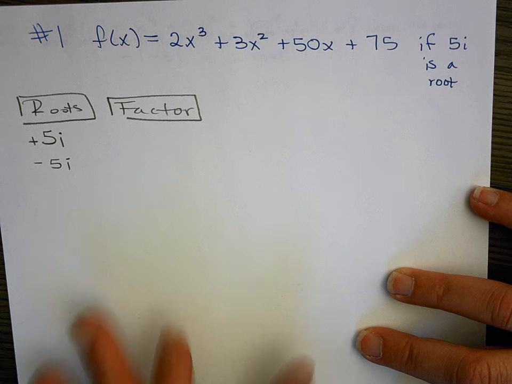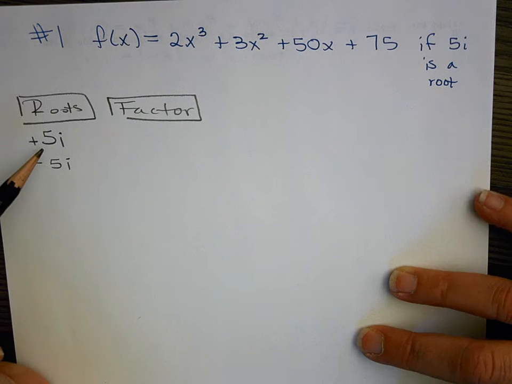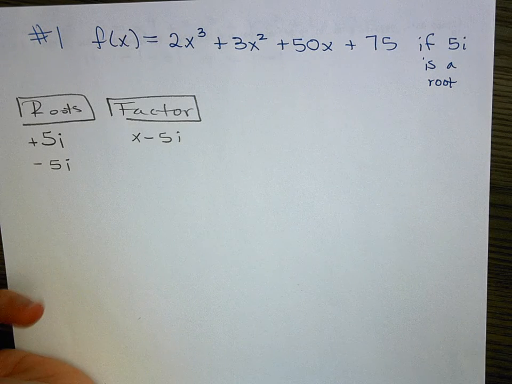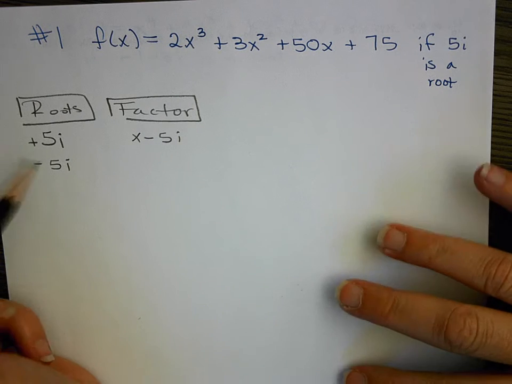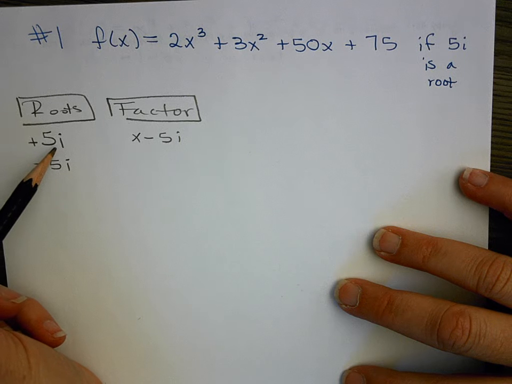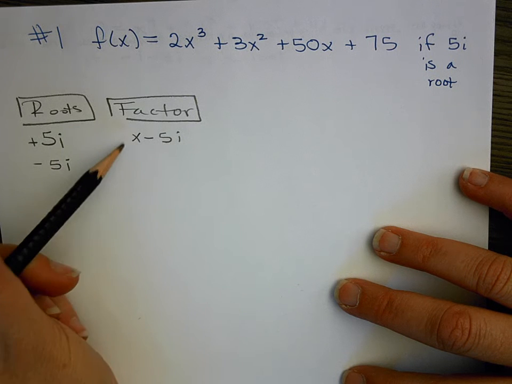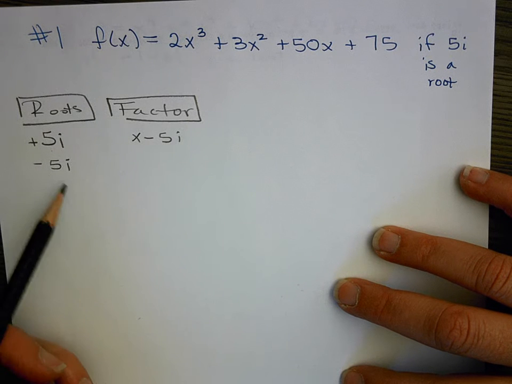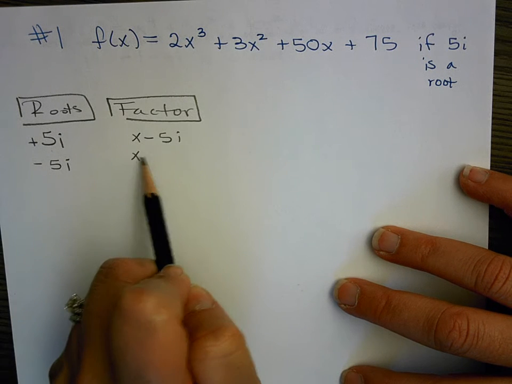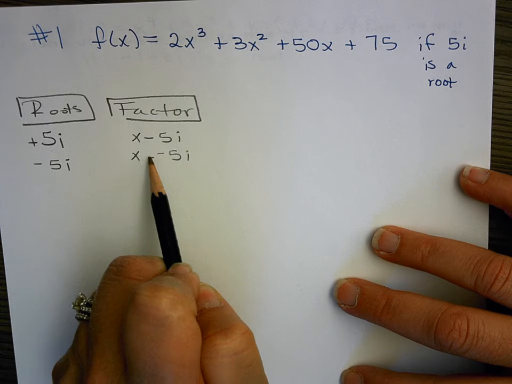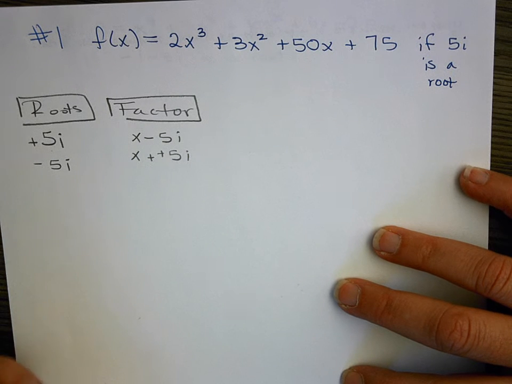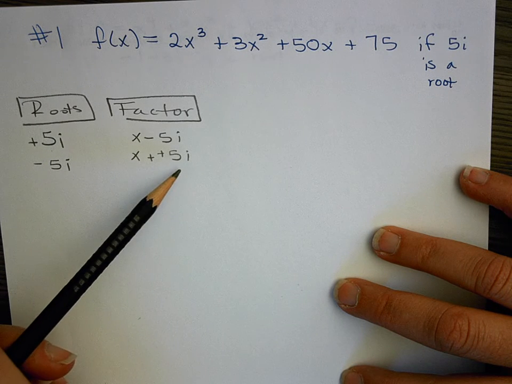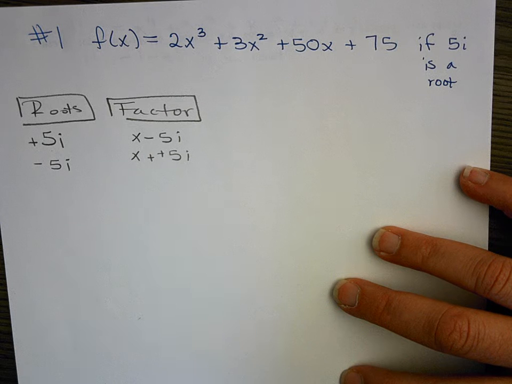So to create its factor, we know that if 5i is a root, then x minus 5i is its factor. And why is that? That would be its factor because if x were equal to 5i, then I would get 0. So 5i minus 5i is 0. So if 5i is the root, x minus 5i is the factor. And then the same here. So this would be x minus negative 5i, which would just be a plus, yeah? And that would be because if x were negative 5i, plus 5i would be 0. So there are my roots, and there is my factor.